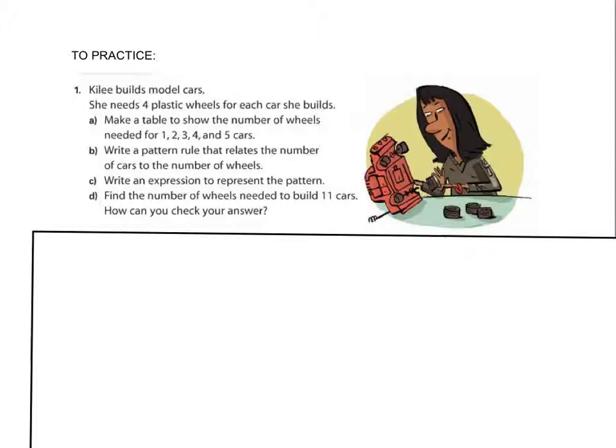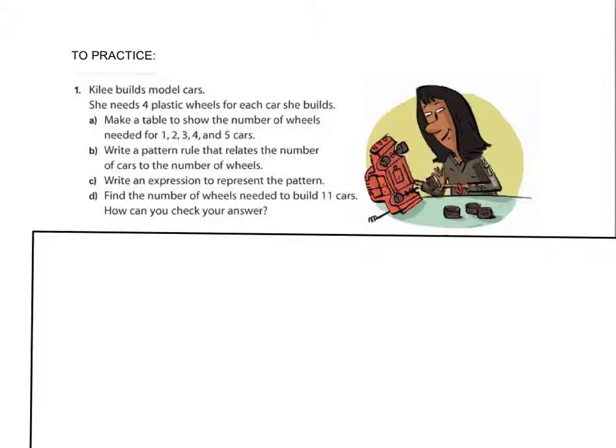We have Keely, who is building model cars. She needs 4 plastic wheels for each car. You are to first make a table to show the number of wheels she would need for 1 to 5 cars, 1, 2, 3, 4, 5. Write the pattern rule that relates the number of cars to the number of wheels. Write the expression then that represents that pattern, and use that expression to find the number of wheels needed to build 11 cars. Consider how you can check your answer. Go ahead and press pause and do that with your partners now. On paper showing your work, you may use a calculator.